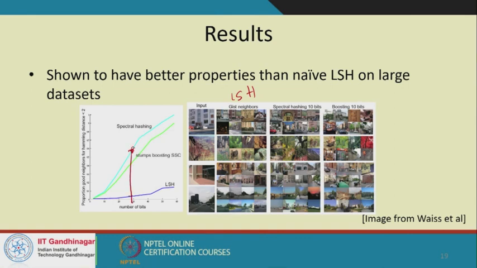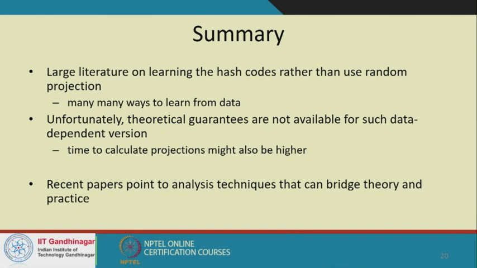They also show a bunch of anecdotal examples. There has been a large literature on learning the hash codes rather than using random projections, and there are many slight variations of the ways this has been formulated. Unfortunately, for most of them, theoretical guarantees are not available for such data-dependent versions of LSH. There are some recent papers that point to analysis techniques that bridge theory with practice, and this is an interesting research direction.